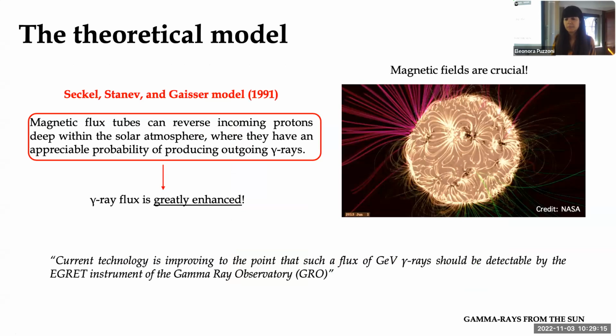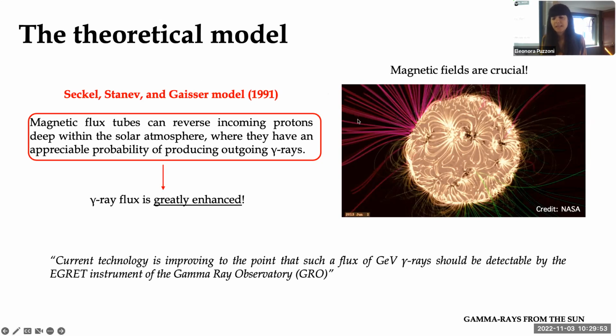In fact, we can find a theoretical model for the disk emission in the 1991 paper of Seckel, Stanek, and Geiser. Sorry, the pronunciation is not correct. In which they claim that the magnetic flux tubes can reverse incoming protons deep within the solar atmosphere, where they have appreciable probability of producing gamma rays. In this way, the gamma ray flux should be greatly enhanced.